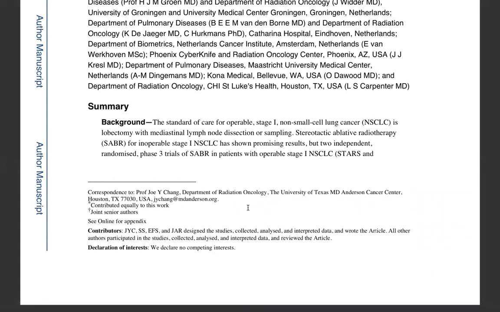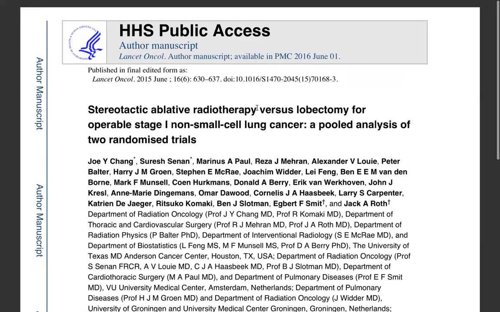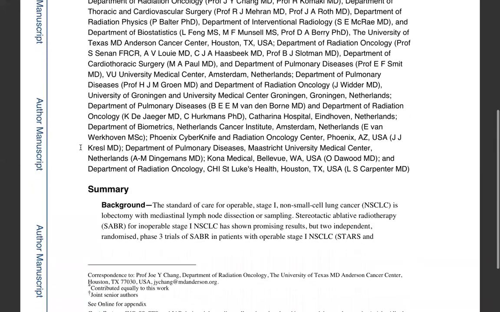What do you see here? The corresponding author is from the Department of Radiation Oncology. He is a radiation oncologist. So if the corresponding author is a radiation oncologist, what is his interest? SBRT. To show that SBRT is better. He is trying to push SBRT.